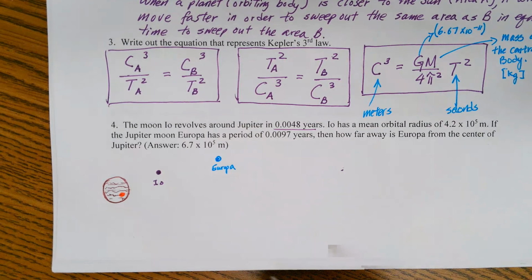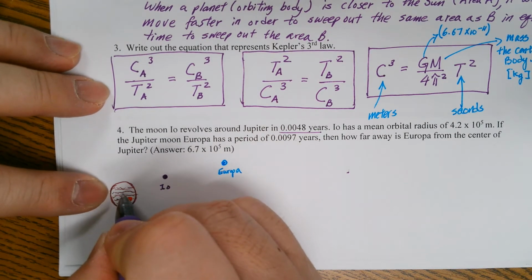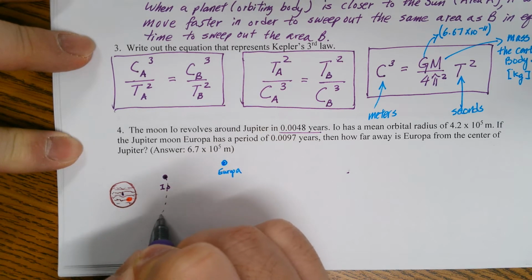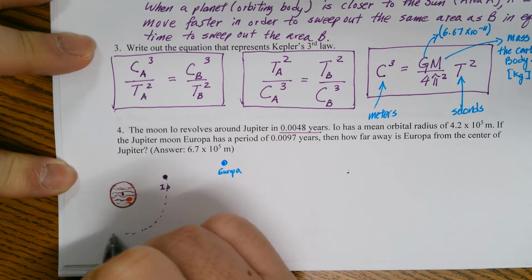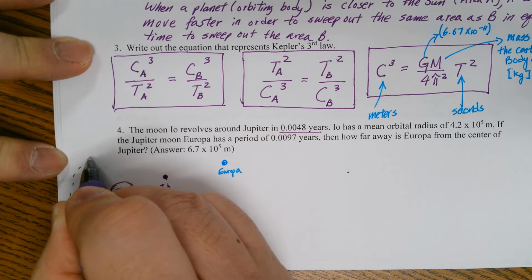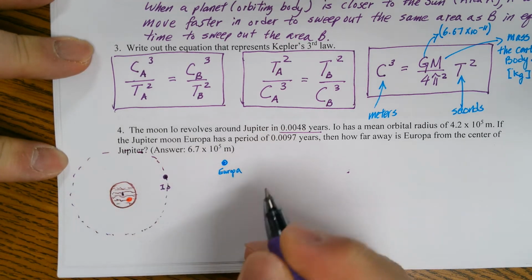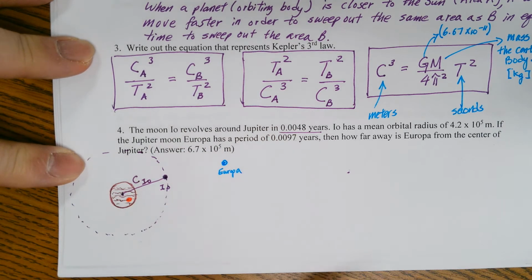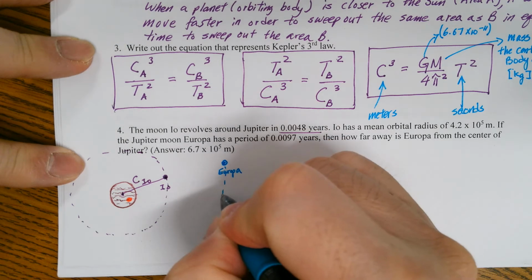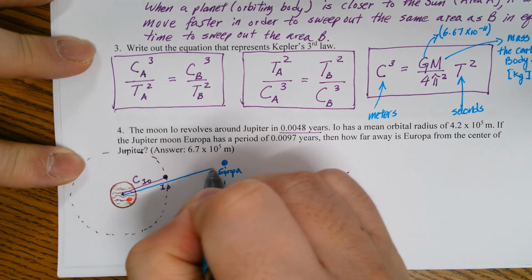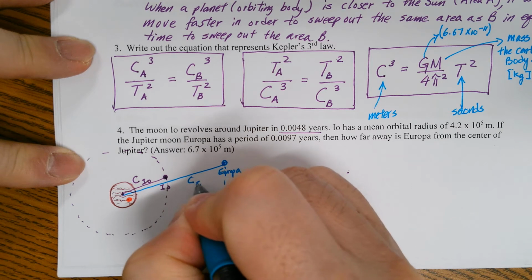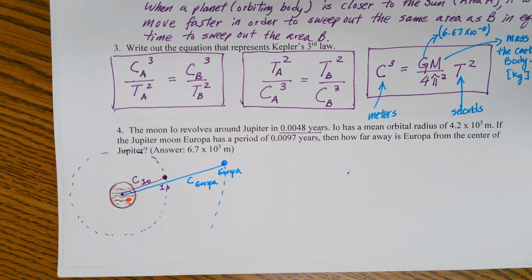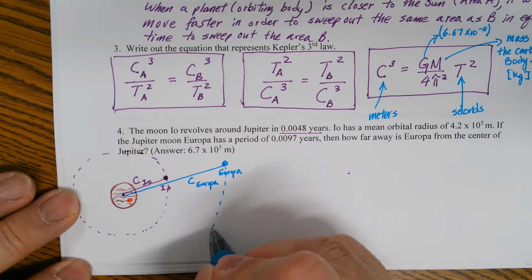So they want to know this distance from the center to this. This thing's going to travel in an elliptical path, but the eccentricity of the ellipse is so small that it's almost circular. So this right here is the C for Io, and Europa is going to be traveling around as well, and this right here is the C for Europa.